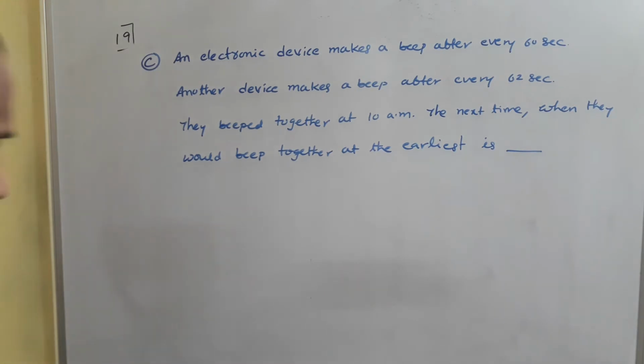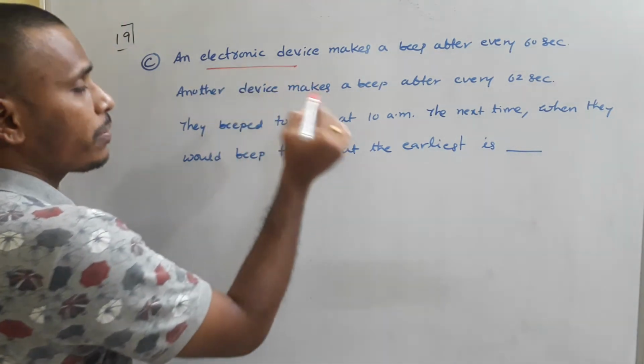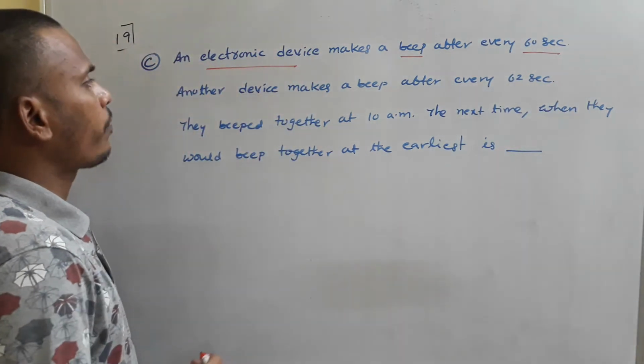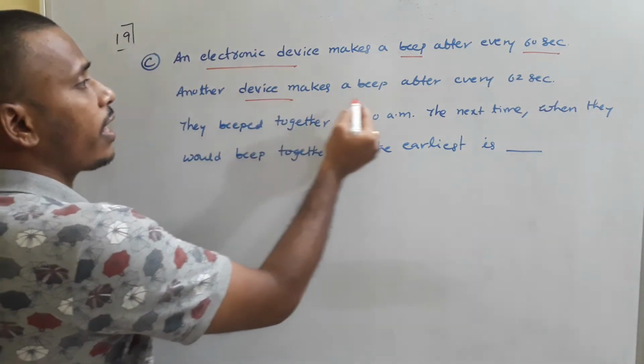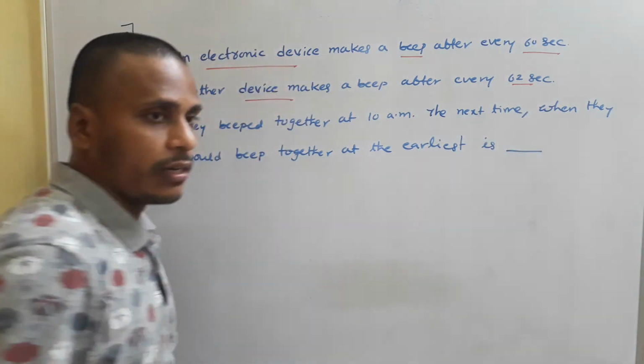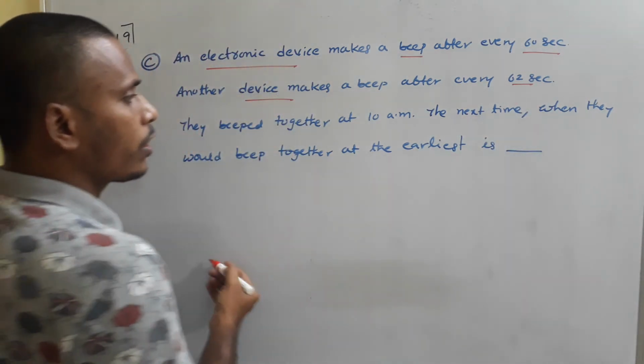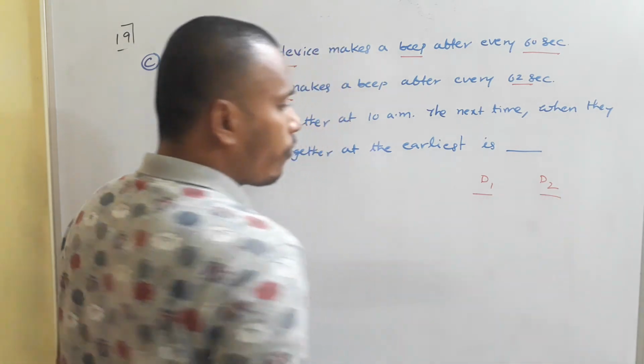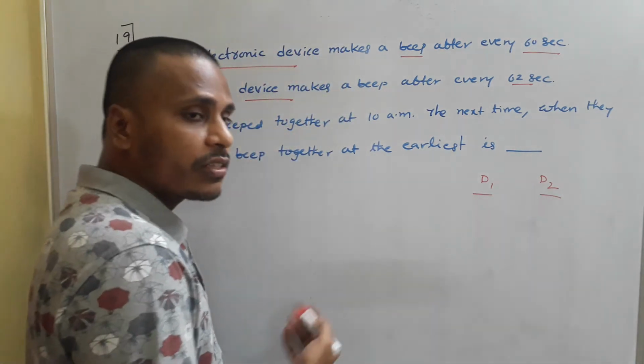So look at the problem. An electronic device makes a beep after every 60 seconds, and another device makes a beep after every 62 seconds. There are two devices; you may call them device 1 and device 2. The first device will beep after every 60 seconds.